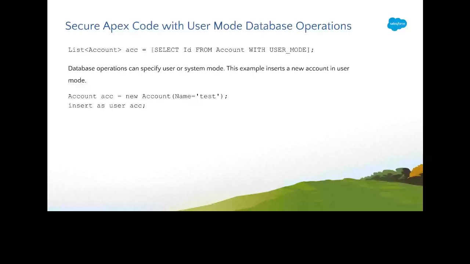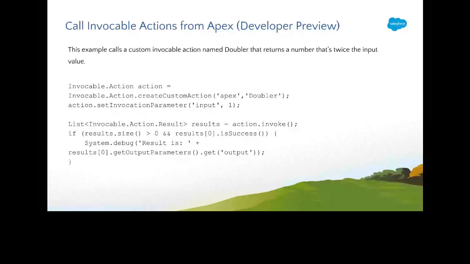This is an example of a custom invocable action, which is returning the number twice the input, and the action name is doubler. The first line is where we are creating a new instance of Invocable.Action.createCustomAction. Doubler is the action name, and the invocable action type is apex. In the next line we are inputting the parameter. The input value is 1.